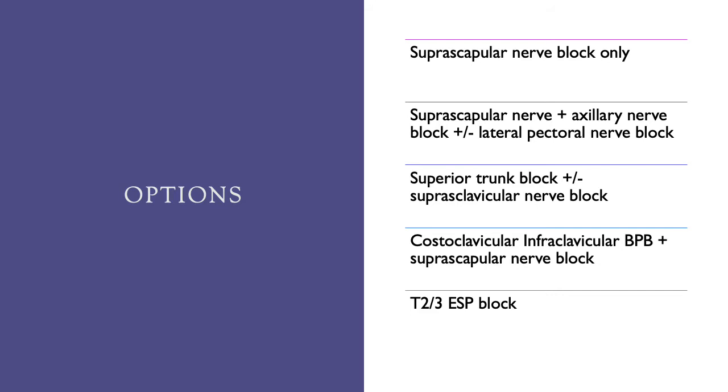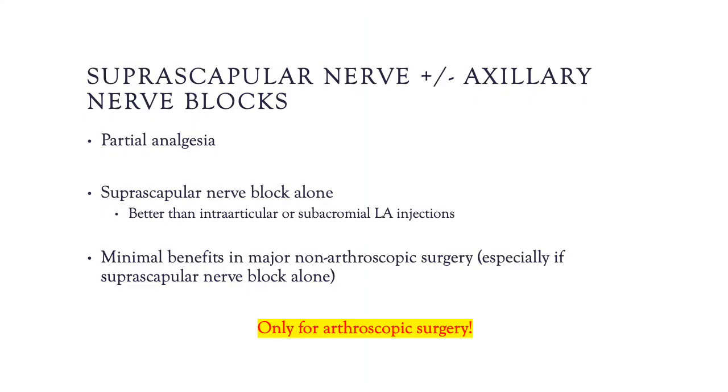They are suprascapular nerve block, suprascapular nerve plus axillary nerve block plus or minus lateral pectoral nerve block, the superior trunk block plus or minus supraclavicular nerve block, and the infraclavicular brachial plexus block, especially costoclavicular approach, plus the suprascapular nerve block. And lastly, the upper thoracic or even cervical block.